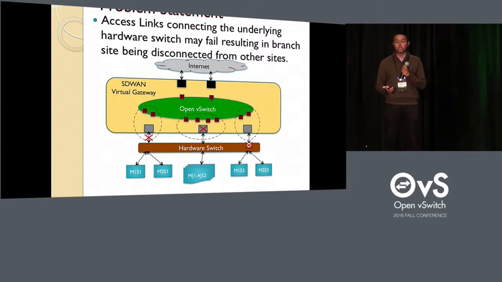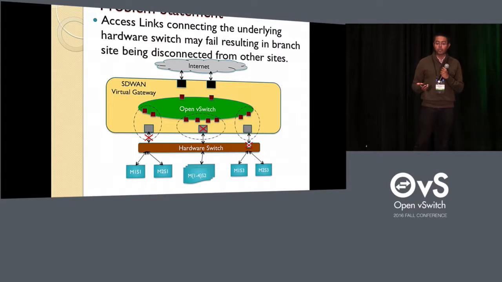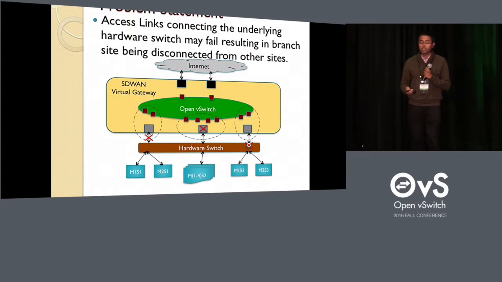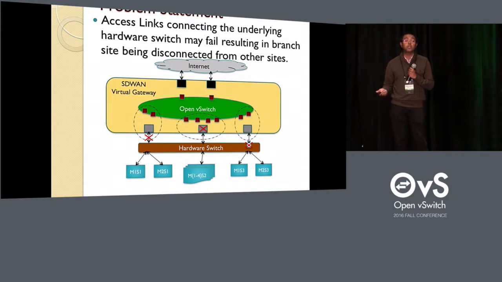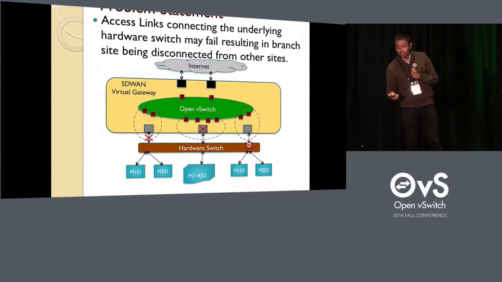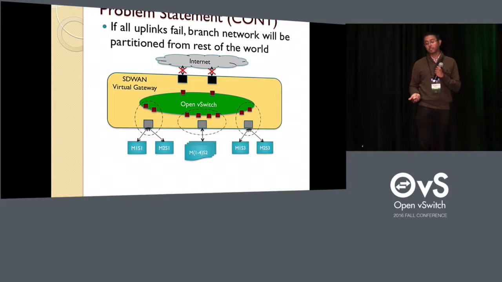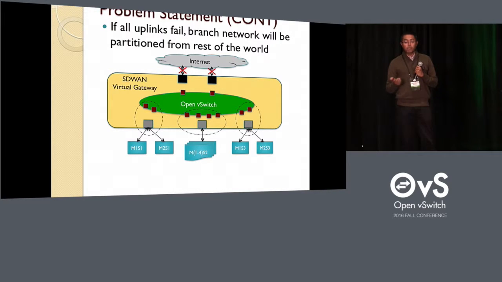The problems could be something like, what happens if the access links fail. It could be that the physical link itself failed, as shown on the leftmost side, and in the center I have shown that one of the ports in the virtual gateway has failed. Or on the other side, it could be the hardware switch port which talks to the virtual gateway, that also could fail. So either way, your branch machines will be partitioned from the rest of the network, which is not a good thing. What happens if the uplinks fail?